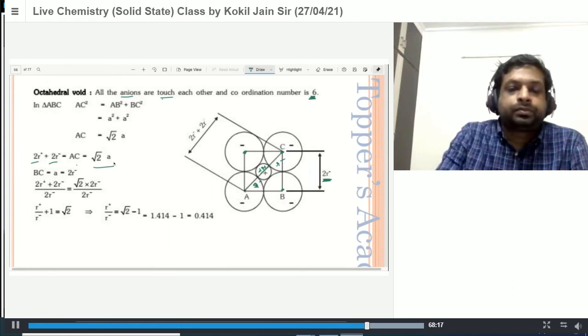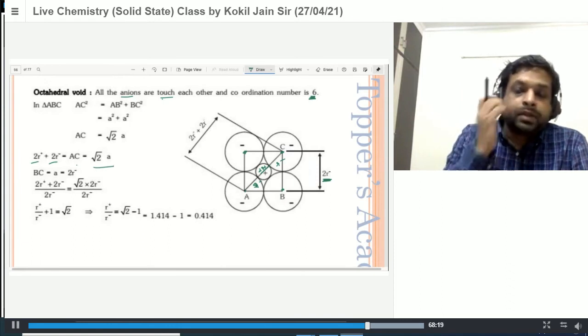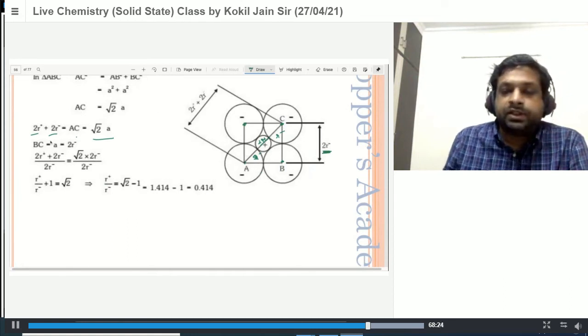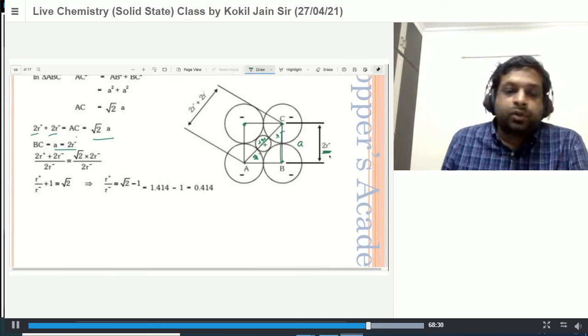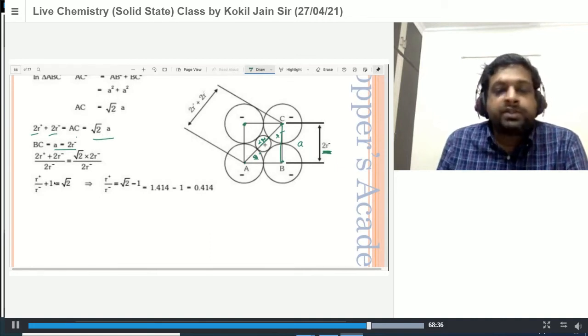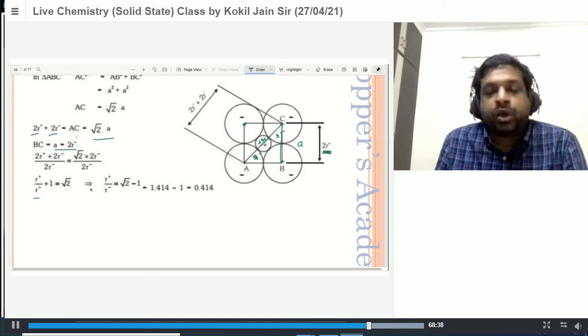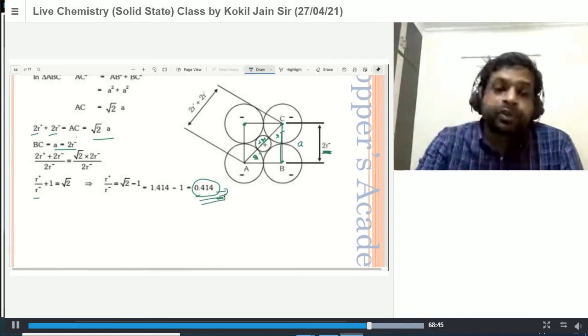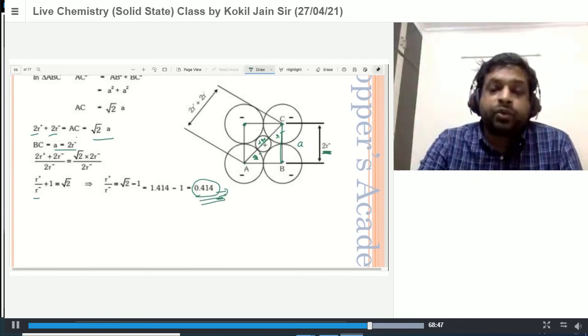Now we are going to establish the relationship using this relationship. This overall length of a is equal to 2R minus. What we get from these equations is that R plus by R minus would be equal to 0.414. This is our calculation for octahedral void.